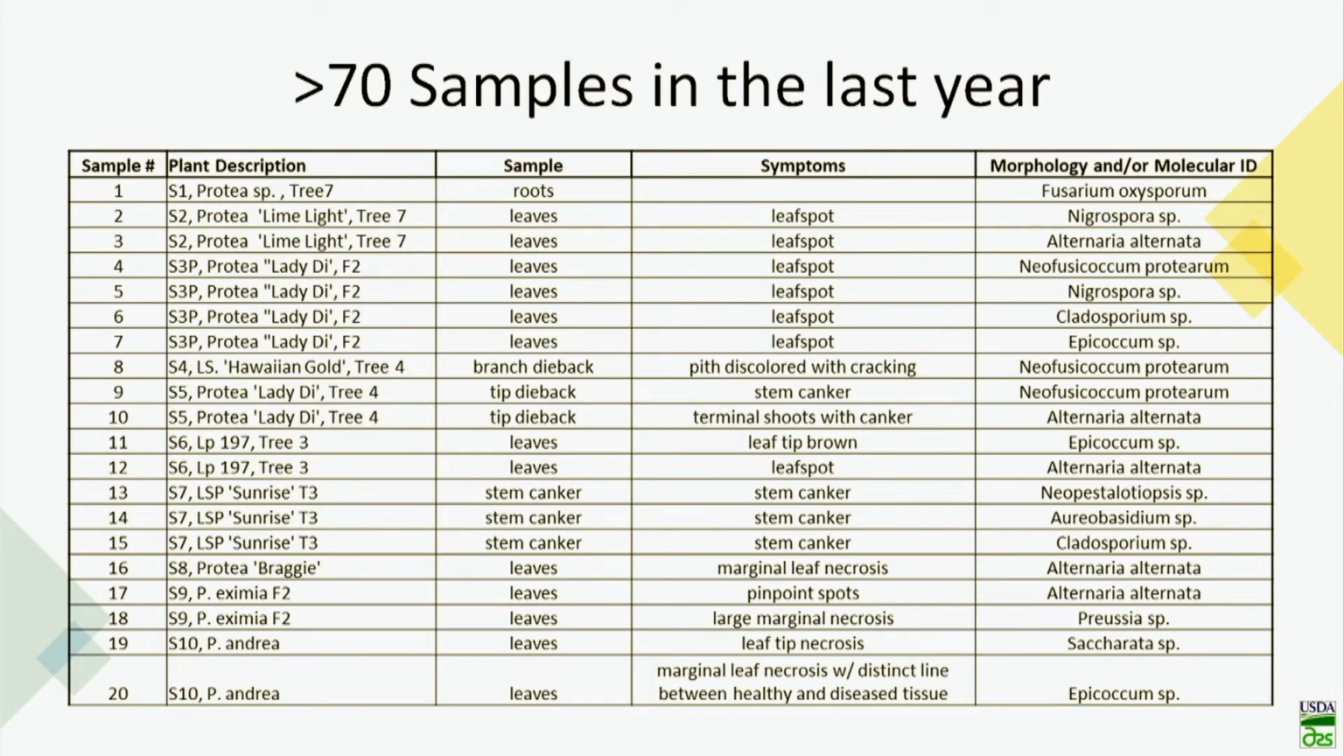More than 70 samples not only were collected, but this is just a snippet in the last year of, well, the great description of the plant and then where the sample has come from, and you can see listed all parts of the plant, above ground and below ground. The type of symptoms observed are described, and then through morphology and/or molecular identification, we've been able to essentially ID the fungi, the genus, and most species.